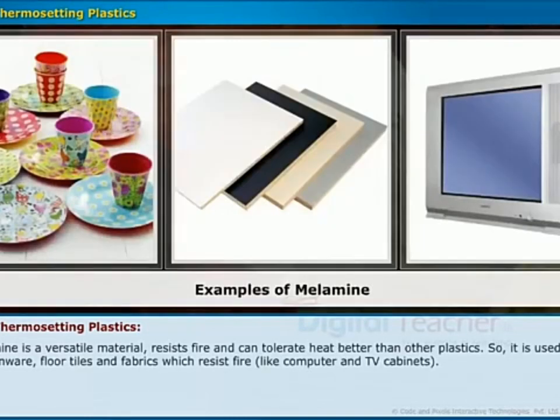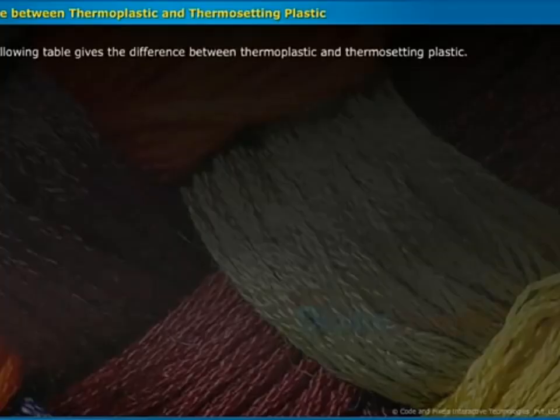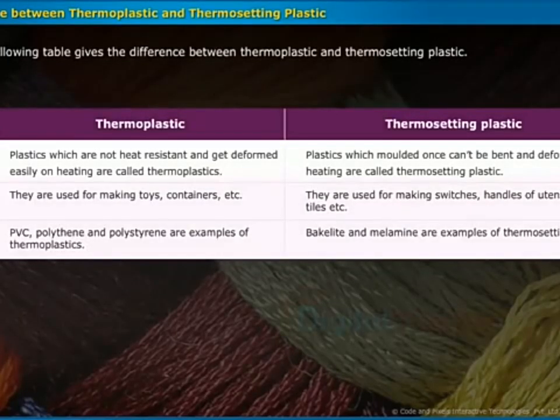Melamine is a versatile material, resists fire, and can tolerate heat better than other plastics. So, it is used for making kitchenware, floor tiles, and fabrics which resist fire, like computer and TV cabinets. The following table gives the difference between thermoplastic and thermosetting plastic.